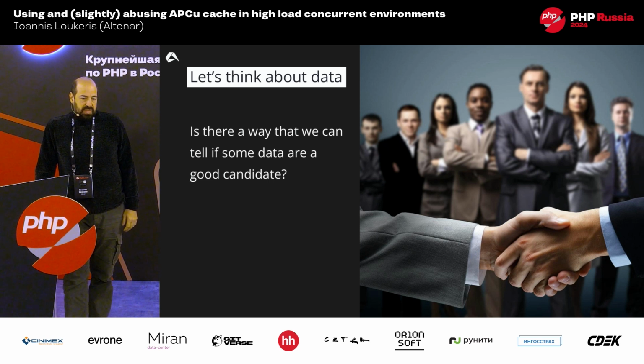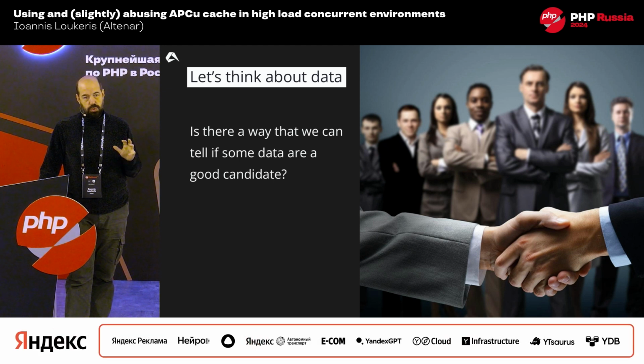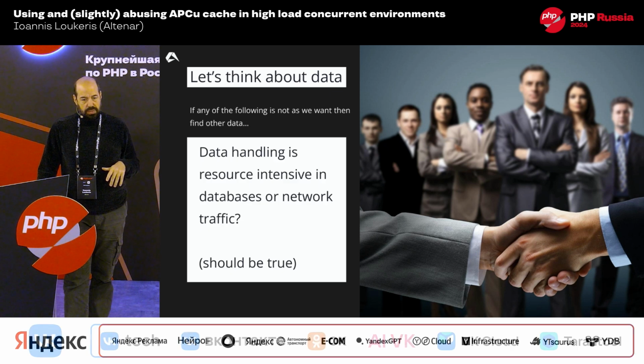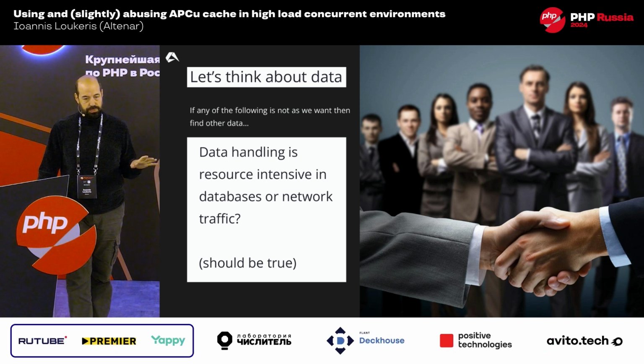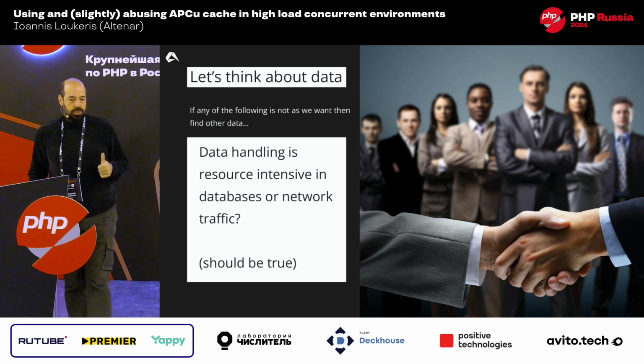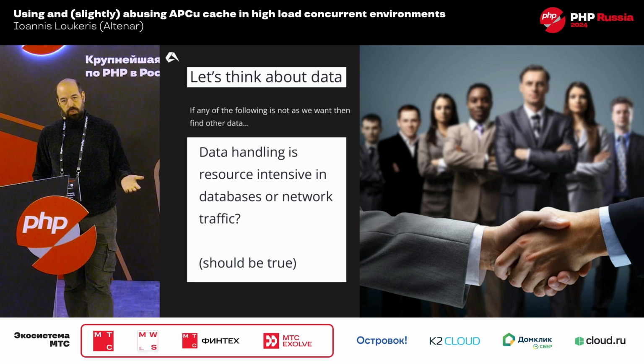So, is there a way that we can tell if some data are a good candidate? Yes, there are 4 questions which we are going to go through. And if any of the following questions is not what we expect, then this data is not good for you. So, first question, data handling is resource intensive in databases or network traffic? This should be true. If it's not, don't bother with caching. It's not worth the effort.